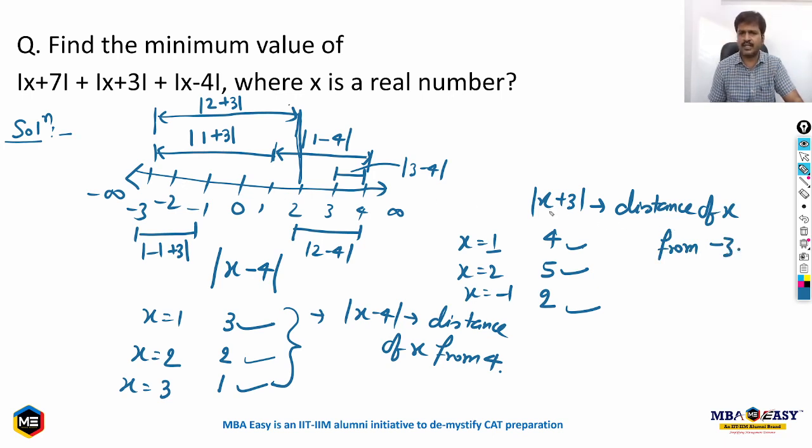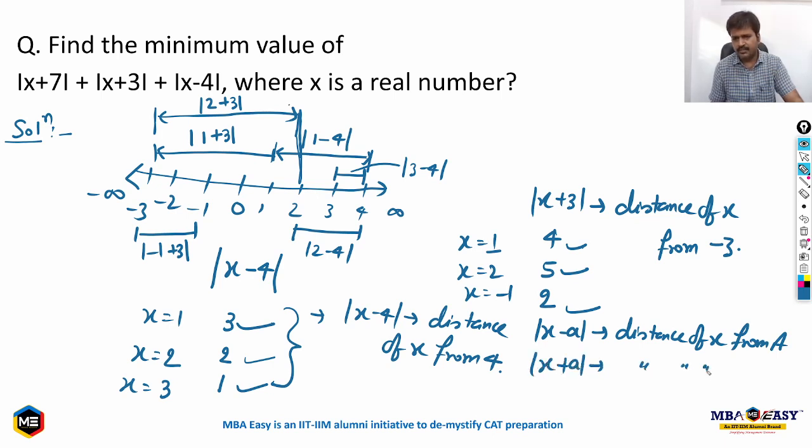-3 से x का डिस्टेंस को हम क्या कहेंगे, mod of x plus 3 on a number line, right? So we're getting some good idea here. The concept is that mod of x minus a is distance of x from a, and mod of x plus a is distance of x from minus a, right? So a से x का distance mod of x minus a, minus a से x का distance mod of x plus a. So this is the basic idea.